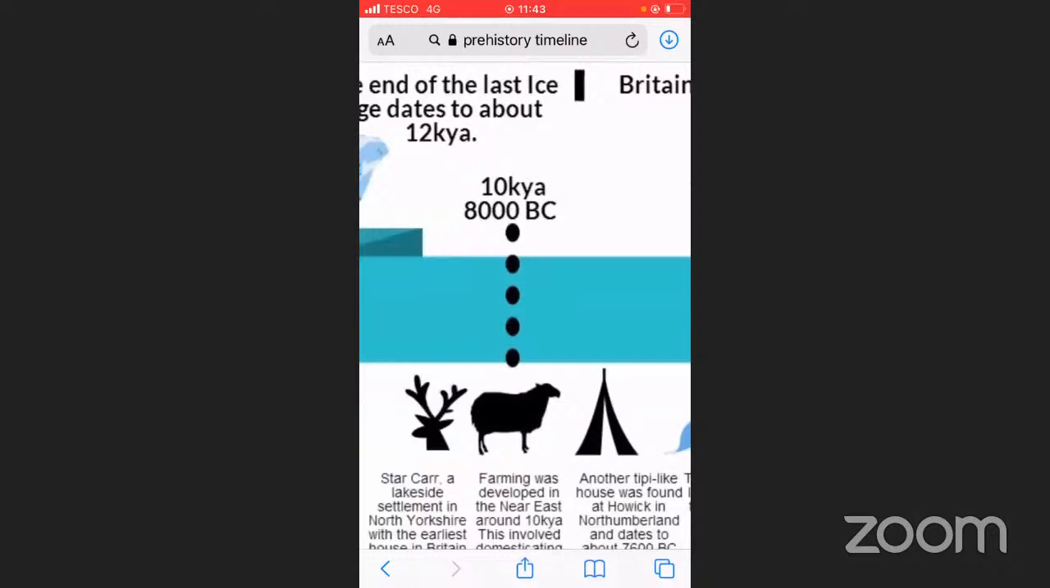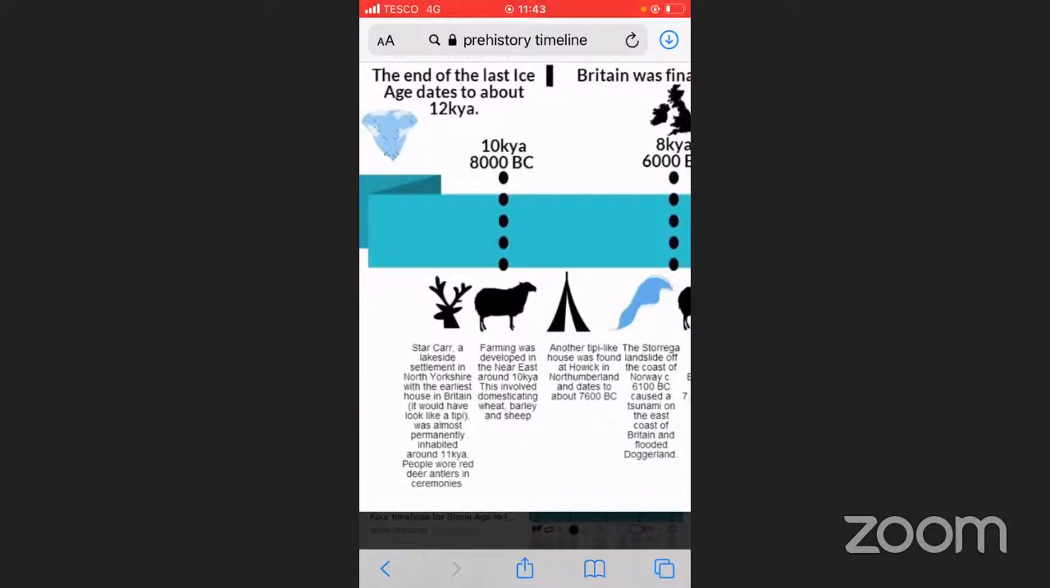Because I saw a sheep there, I'll put that on there. So before this 12,000 year boundary, right? The 12,000 year boundary here is where our wonderful ice is melting. But before all that, we've got hundreds of thousands of years ago. Before that, we've got Boxgrove. That's what, as we say, we're going to look at next week.